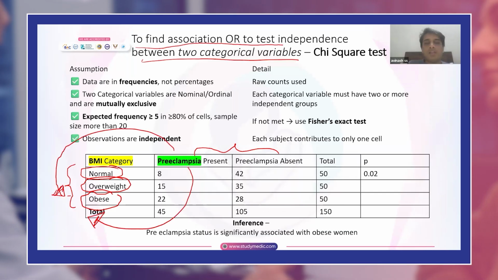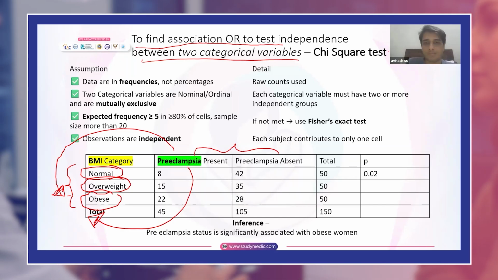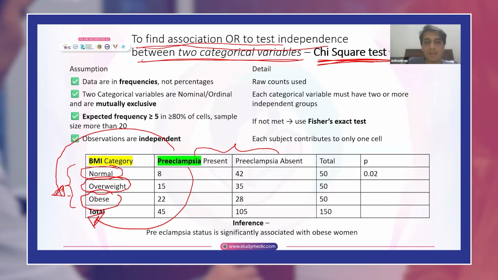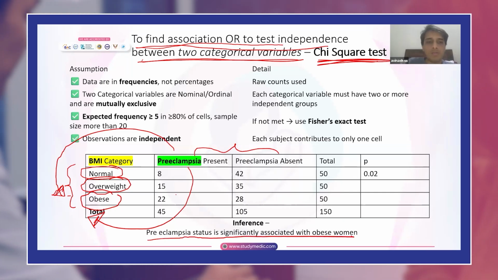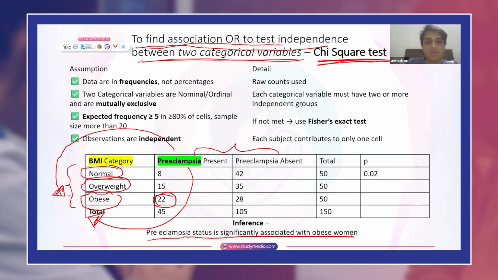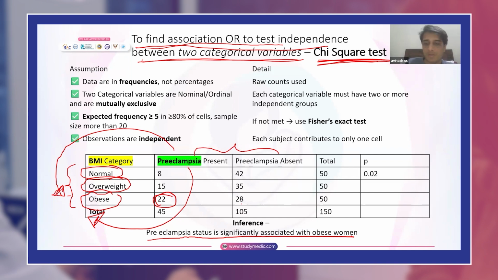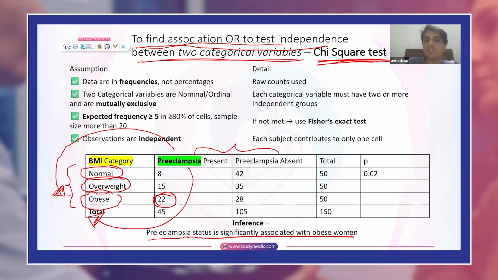That means if you want to test the association or find out the independence between two categorical groups, we use what is called the chi-square test. And here you can see preeclampsia status is significantly associated with obese women. You can see more women with preeclampsia are obese, a higher percentage are obese, right? So when do we use the Fisher's exact test?